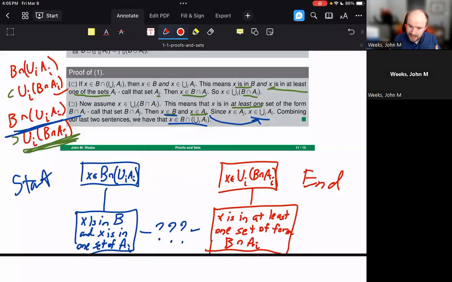But the way that we ended up doing it was, well, if x is inside of one set of A sub i, then it's in the union of each of those sets of A sub i, right? Or it's in some sort of A sub j. If it's in B and it's in some sort of A sub j, then it's going to be in something of this form by definition of intersection. And that's going to be my piece that gets me all the way to the very end.